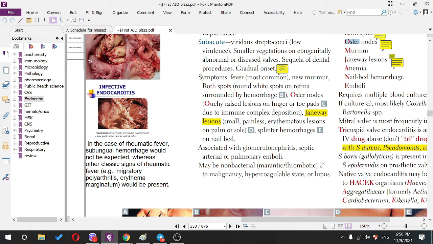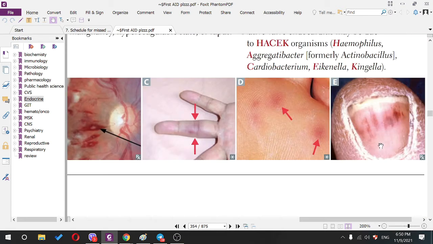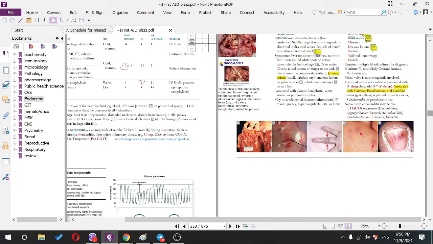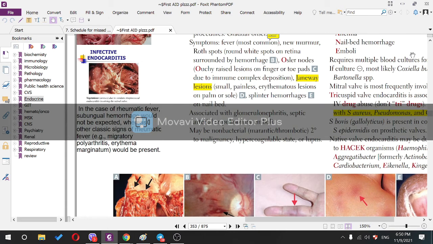There is also something called splinter hemorrhages, which occur under the nails. So you can appreciate them here. You can see them here. Okay, so that's not that difficult. It's just memorization so far, with a little bit of understanding. But you must know about some associations.